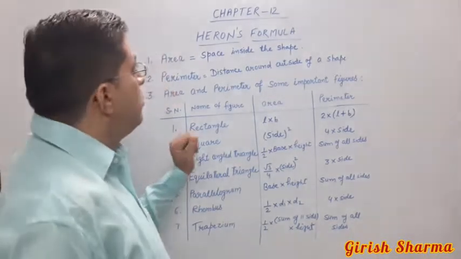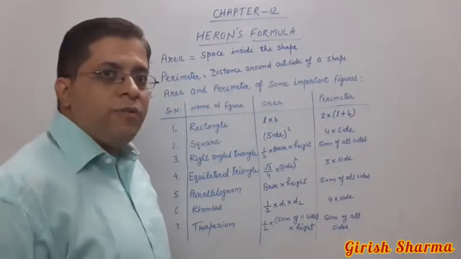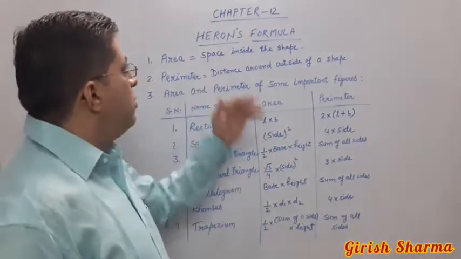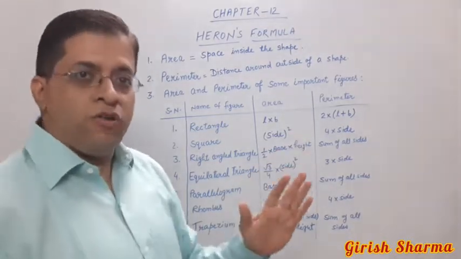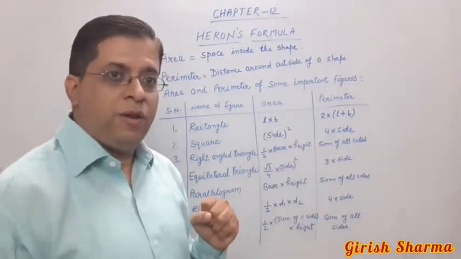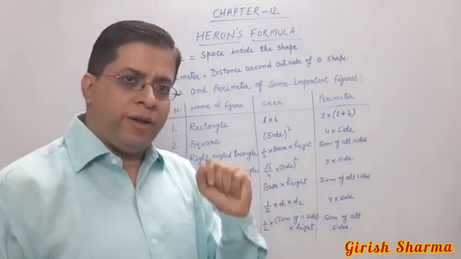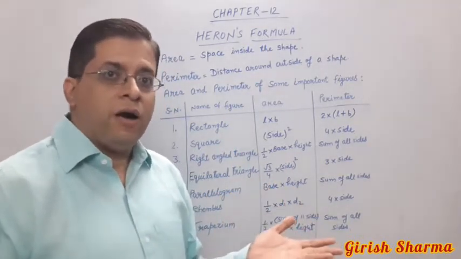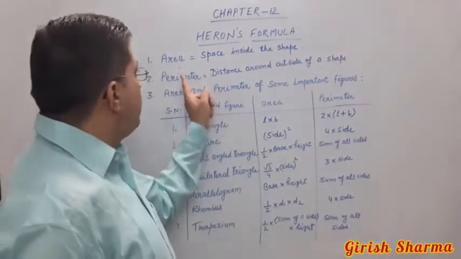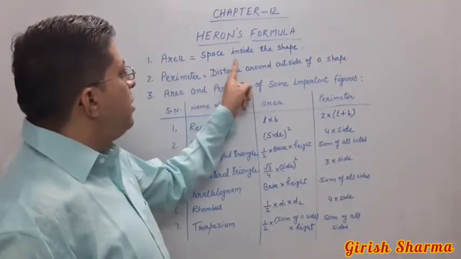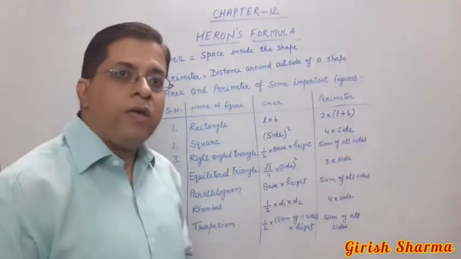Hello students, today we are going to start chapter number 12, named Heron's formula. First of all, I am taking the introduction of areas and perimeter. Our first point is, what do you mean by area? That we all know because we are class 9 students. But see, what is the meaning? The space inside the shape is called area.